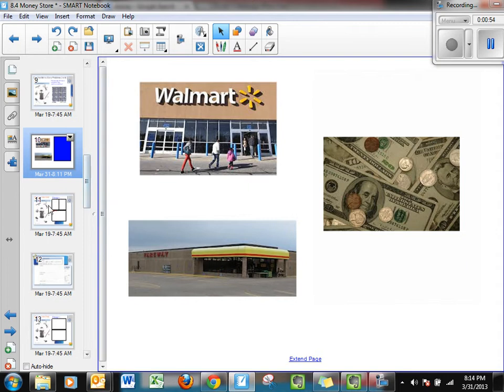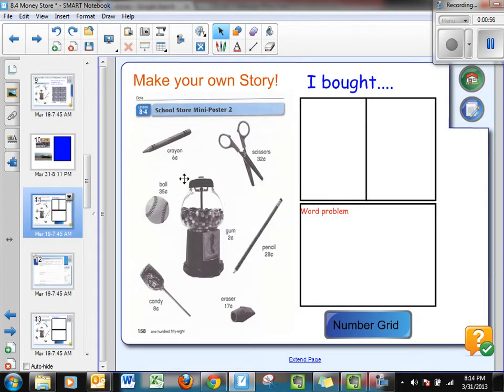Now, we're going to pretend that we have a school store. You can see here that I have a poster with some items that are available to buy. Today you're going to work on purchasing 2 items. Purchasing means that you're just going to go practice buying them with money.